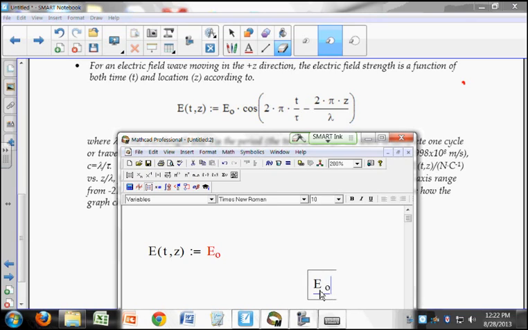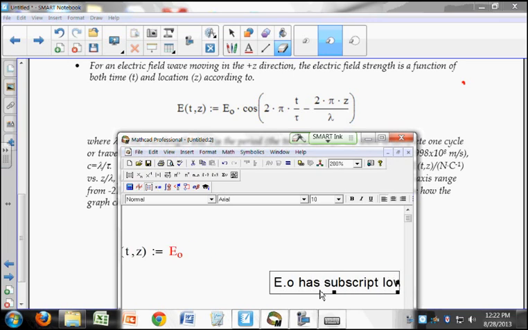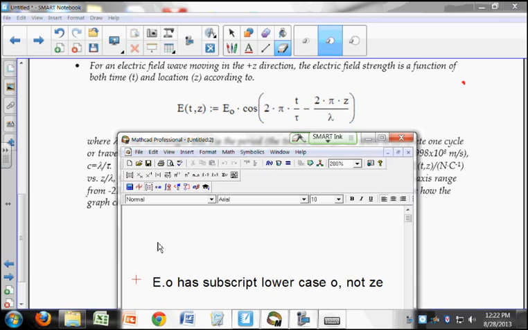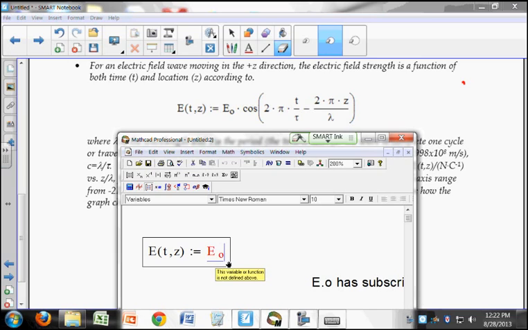E naught has subscript lowercase o. Not 0. That's just so I'll remember. So it's going to be E naught, okay, times cosine of 2 times pi.